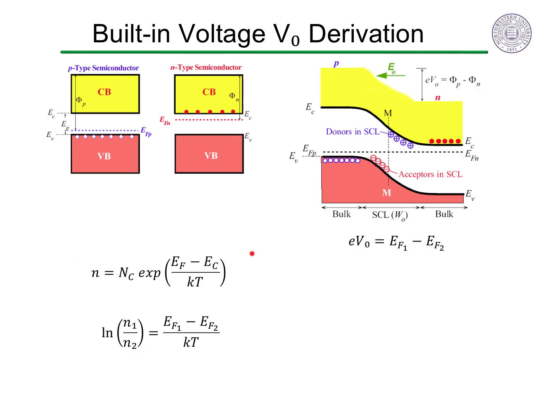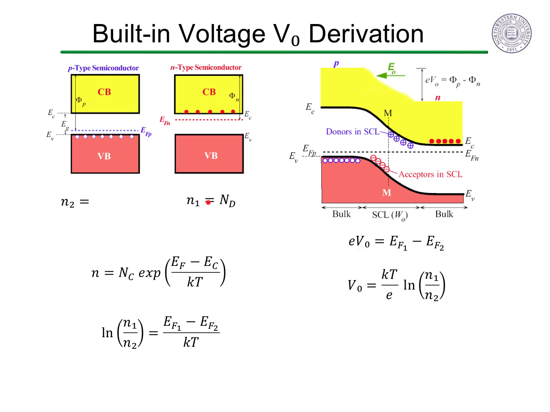Taking the natural logarithm, we see that the difference in Fermi levels for two differently doped materials should be proportional to the log of the ratio of the two electron concentrations. Thus, the built-in electric voltage V0 should be equal to kT over e times this logarithm.